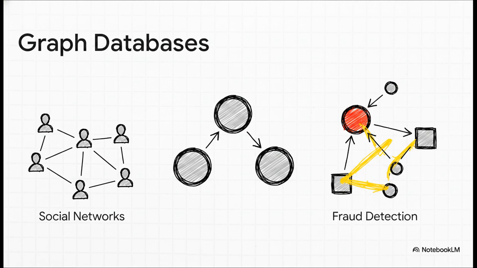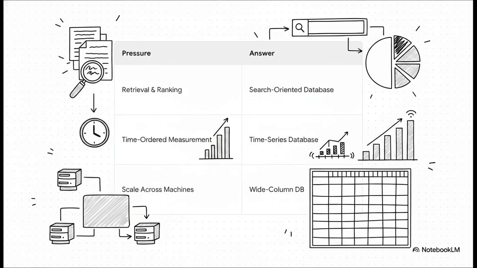See, graph databases don't think in tables. They think in nodes, which are the things, and edges, which are the relationships that connect them. This model makes them unbelievably good at navigating complex networks. It's no surprise that it's the engine behind social networks, fraud detection, and any system where understanding that web of connections is the whole point.